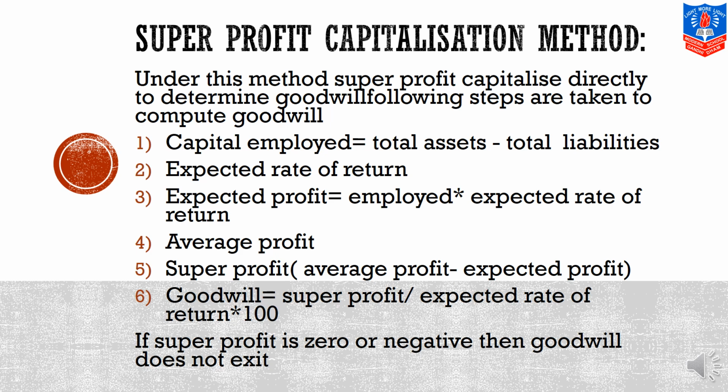Here in this method also, if super profit is 0 or negative, then goodwill is also negative. That means that business does not have any goodwill. Valuation of goodwill will be 0 for that firm. Okay, with this we will follow up with the practical of it and complete our session. Thank you.